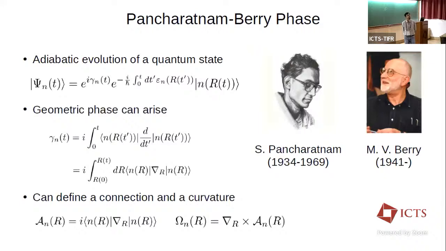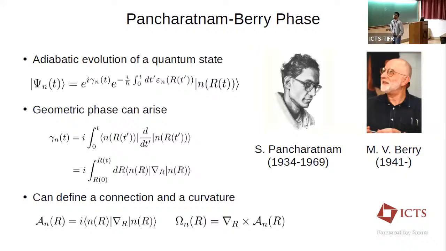Okay, let me start by reminding you very briefly about Berry phases, which most of us are already familiar with. If you take a quantum state and evolve it in time, two phases can arise. This is the usual dynamical phase, just e to the i integral of the energy divided by h bar. And in addition to that, there is a geometric phase that can arise. So this gamma is the geometric phase.